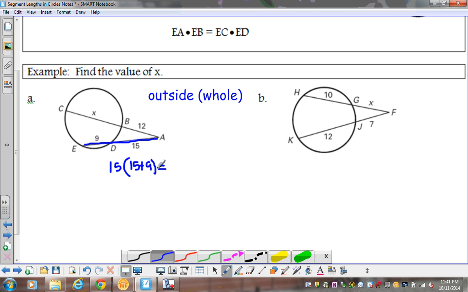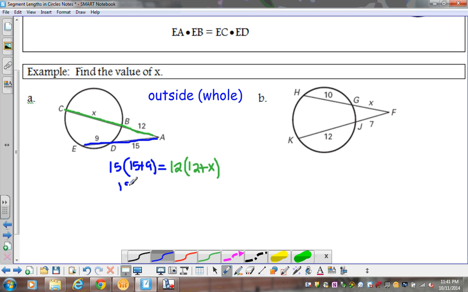All right, so the outside piece times the whole equals, now let's look at my other segment. My other segment's right here. My outside piece is 12 times the length of the whole thing, which is 12 plus x. Again, that's key. Now if we look at my left-hand side, you can do this one of two ways. You can take the 15 and distribute it to both pieces, or you can just add 15 and 9. That's 24.